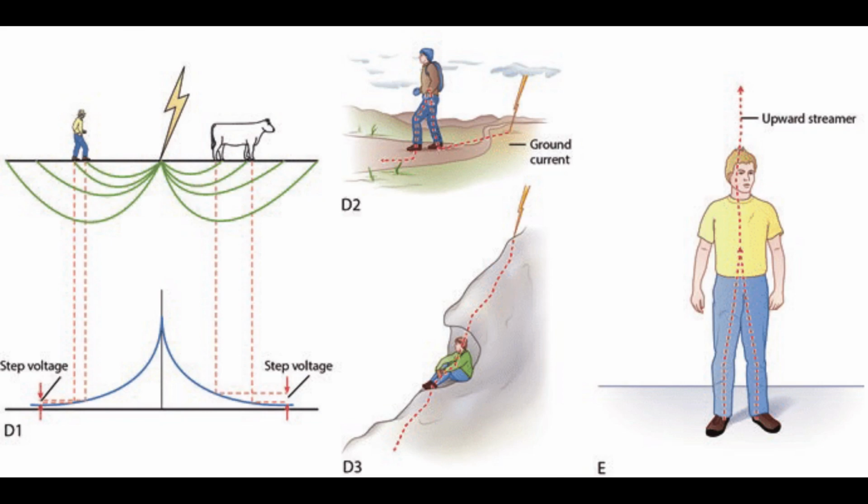There's also ground current, where you just happen to be in the path that the current is flowing as it's flowing in the ground. And lightning doesn't just come down from the cloud. You can initiate a lightning strike from the ground up, and that includes from a person too.